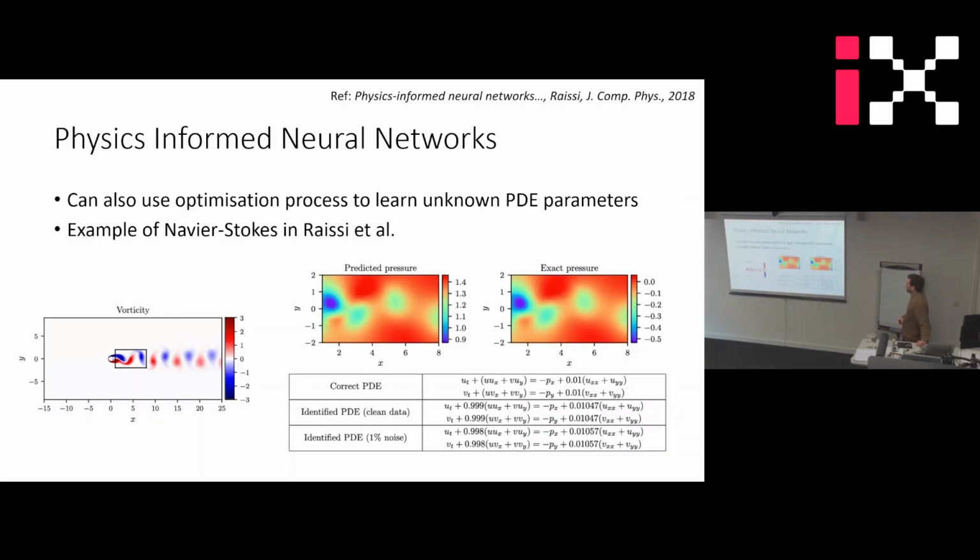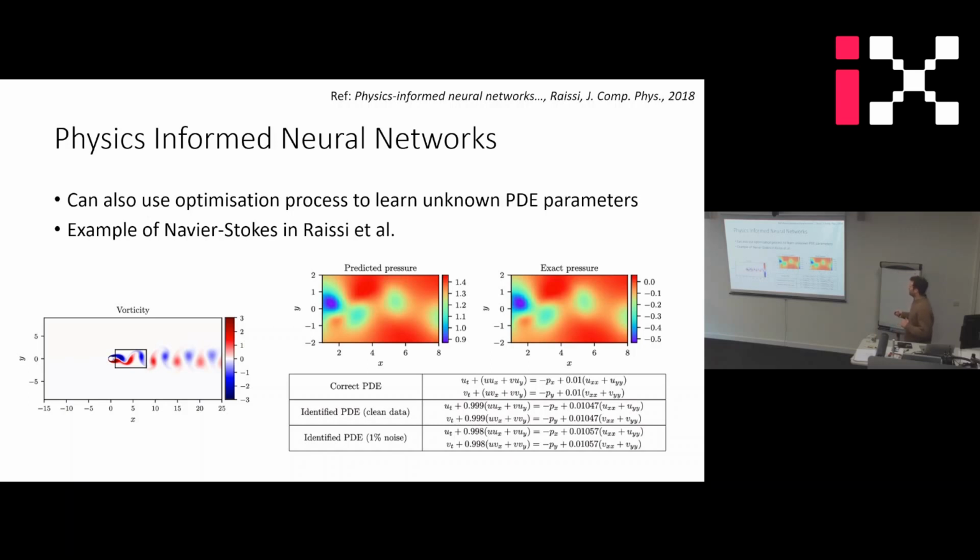So here's an example of it doing something slightly more complicated. In that optimization process, not only can you train a neural network to predict the solution, if there are unknown terms in your PDE, you can also optimize those to match the data. So it's not just a case of I'll train a neural network to solve an equation. It can be I can train a neural network and some other free parameters to solve an equation.